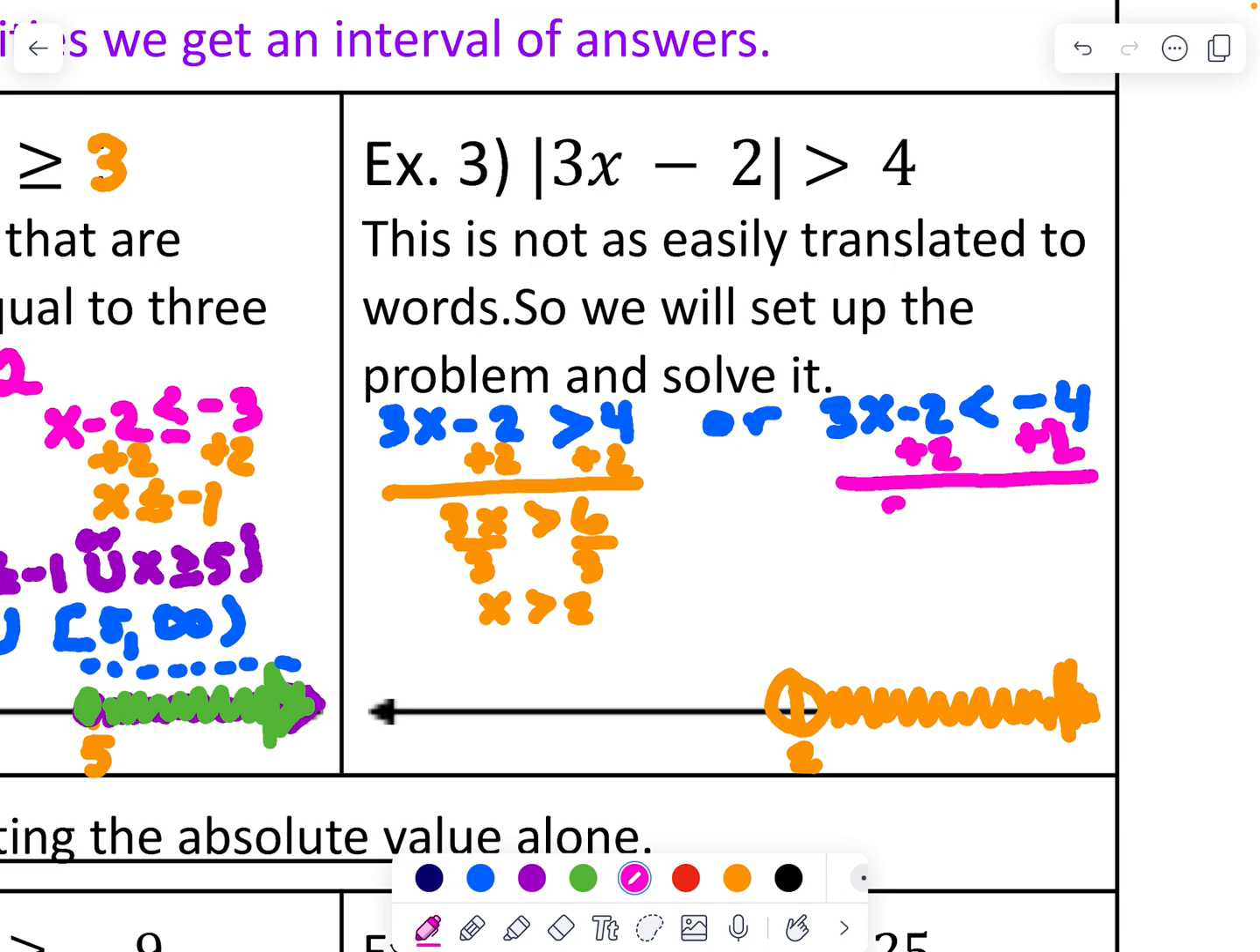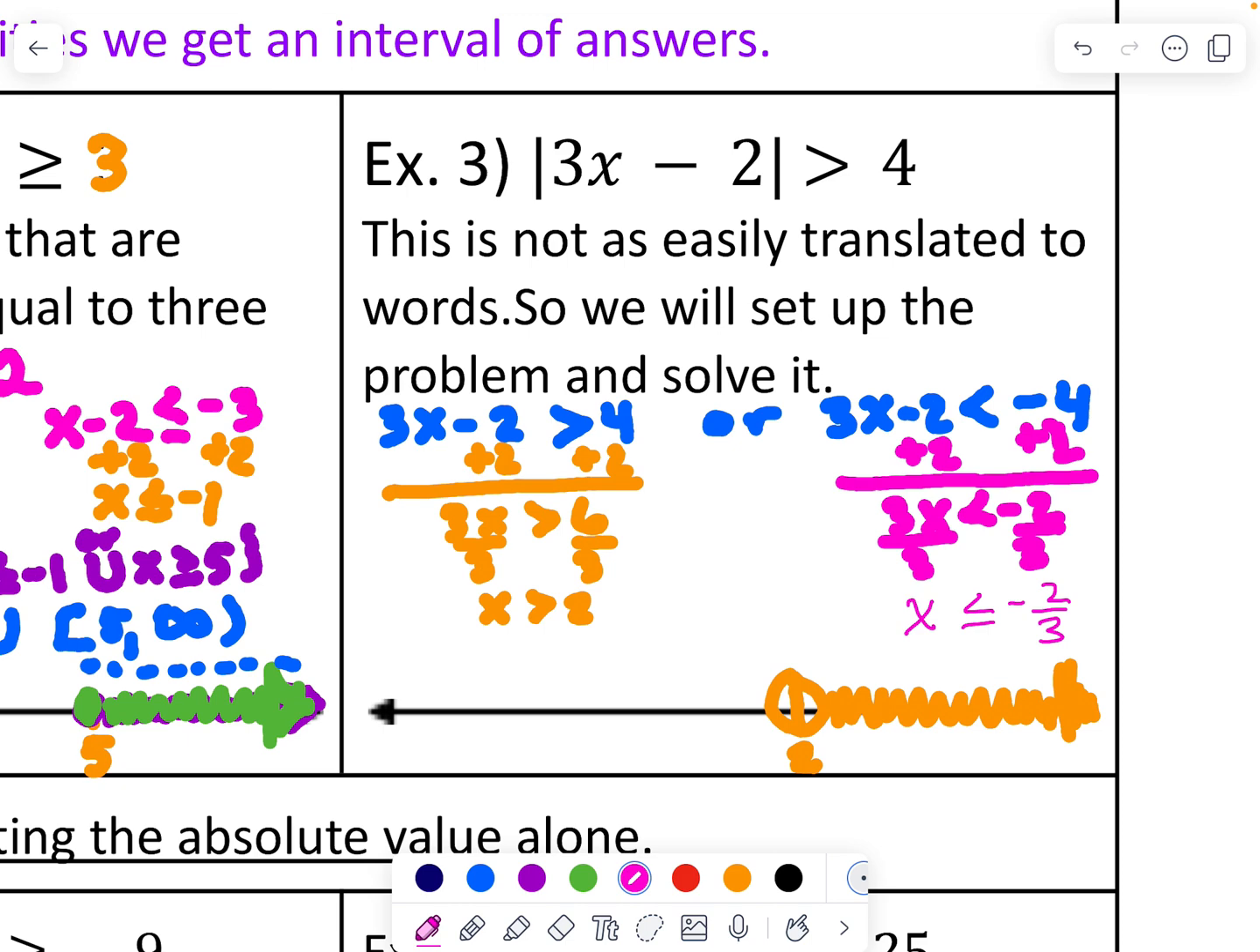I might need to change my pencil after this. 3x is less than negative 2. Divide by 3, divide by 3. We have x is less than negative 2 thirds. Now, I really definitely need to change my pencil because I can't even read that. x is less than negative 2 thirds. That might be a little bit too small, but.